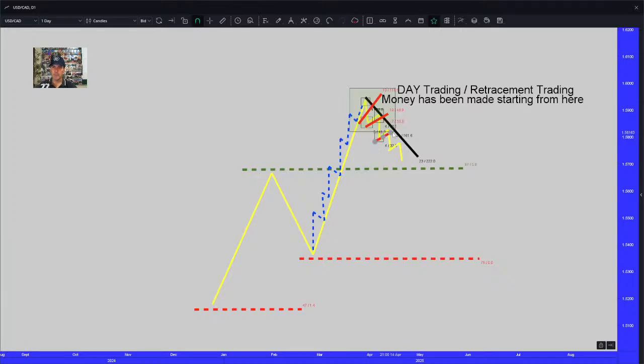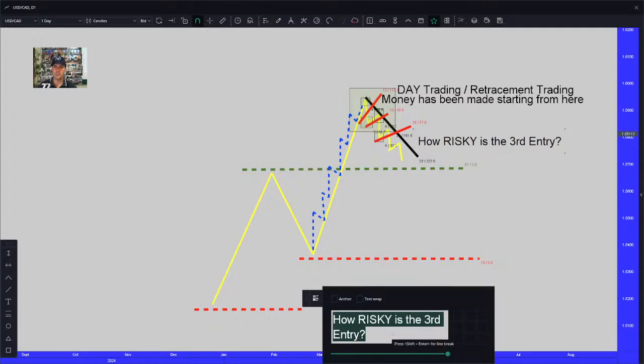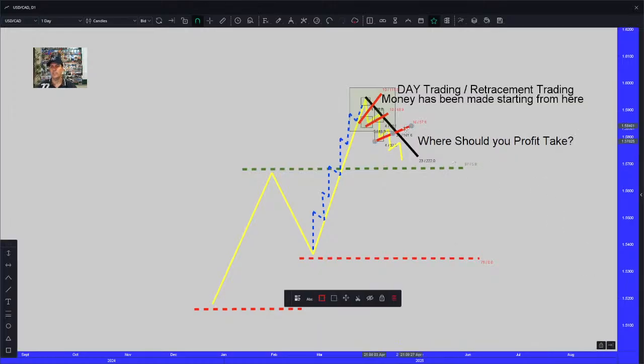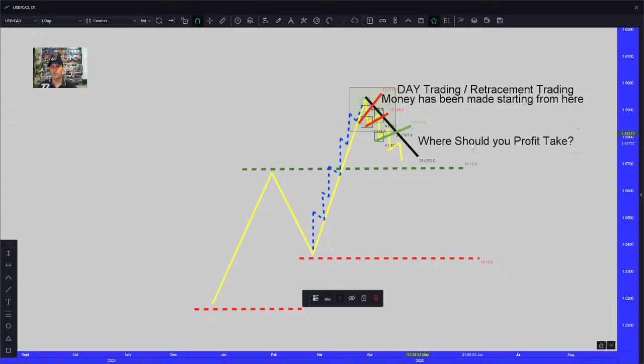Next, if you would enter the second trade, you know, and question, everybody, where should the third one, where should you profit take? Everybody, you would enter at the green counter trend line break. Where should you profit take?